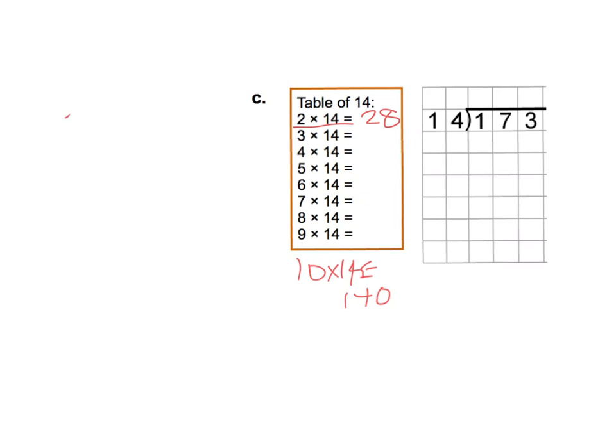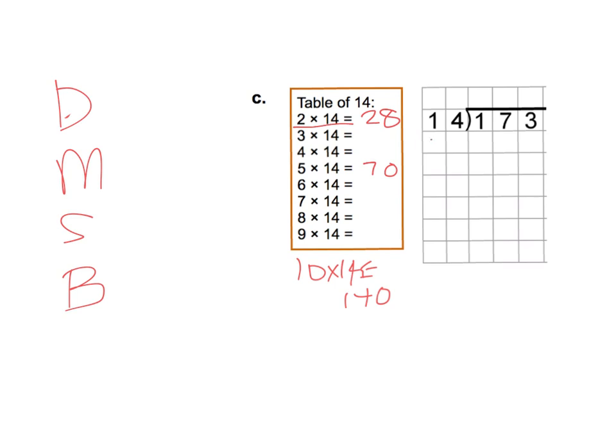So 5 times 14 must be 70, because it's half of 140, and I can do that one in my head. So I'm just going to start there for right now, and then if I need to use any of the others, I'll come back to that. So we're still going to use the divide, multiply, subtract, bring down method, and we're going to get started here.